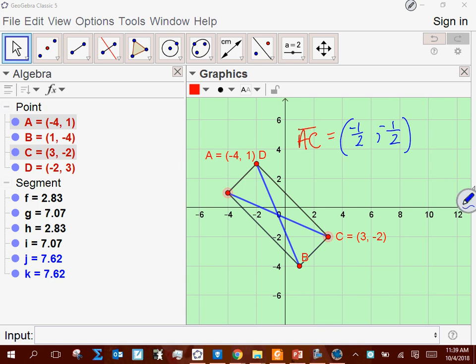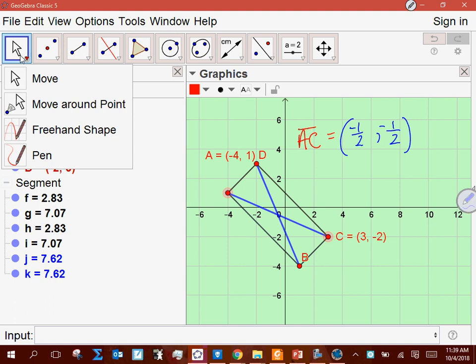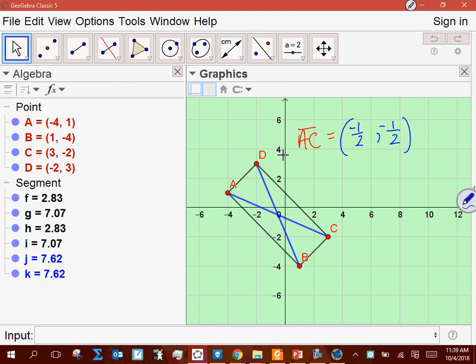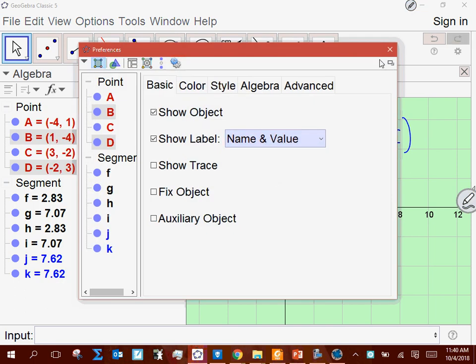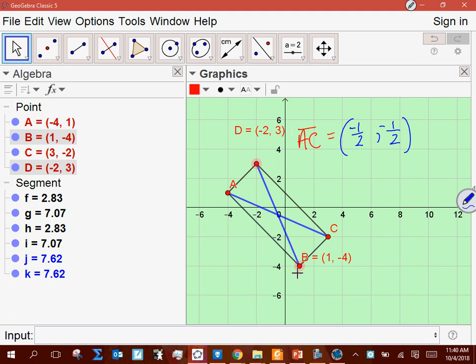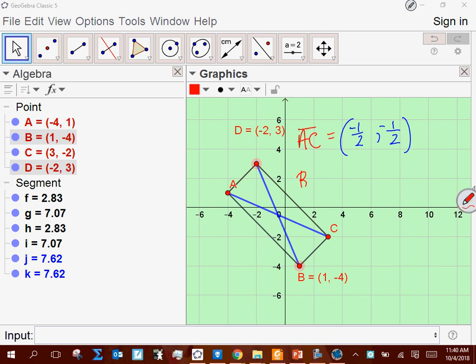Okay? The next question says, can you do the same thing, but do it for B to D? Okay, so look at B and D. And now I'm going to find that midpoint. So let's say BD's midpoint is going to be, add my x's, what's -2 plus 1? -1, divide by 2, right? Add your x's, divide by 2. Now add your y's, divide by 2. And I get -1/2, right?